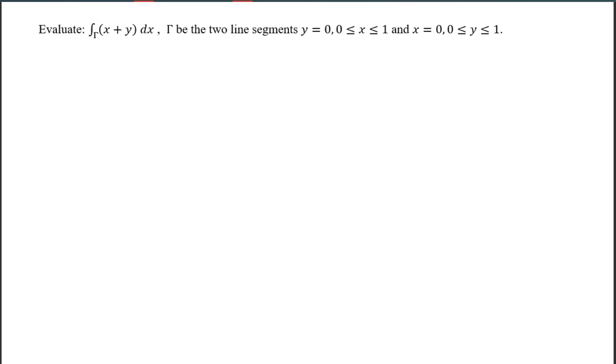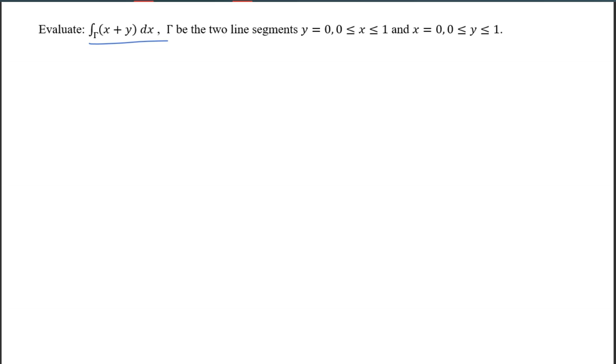Look very carefully. The problem is very easy. Just try to understand what I am doing here. The integrand is x plus y, which is not that important. What matters is that we are integrating with respect to x along the curve gamma. We are integrating this x plus y line integral along the curve gamma with respect to x.